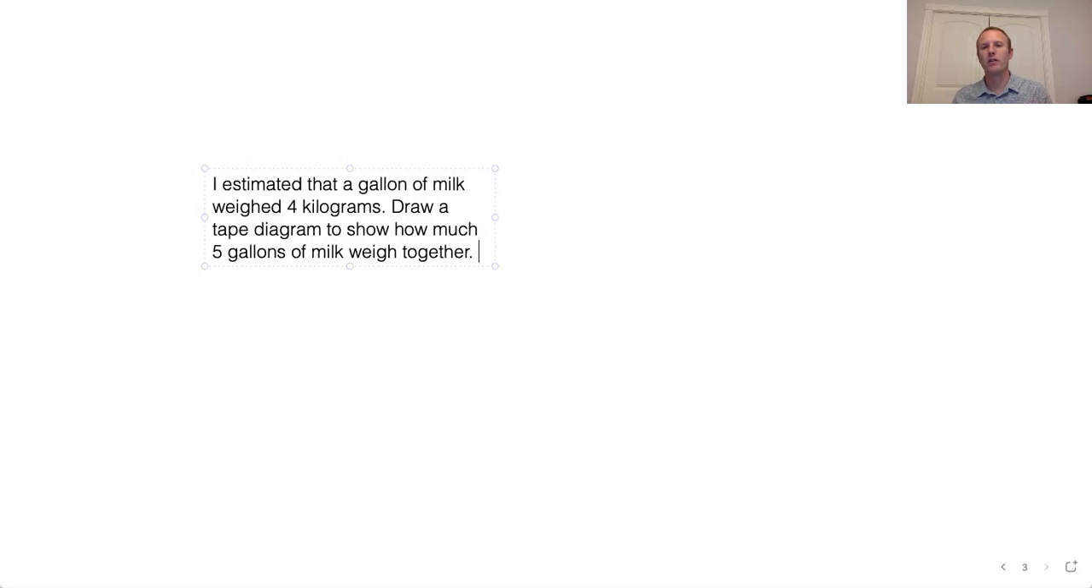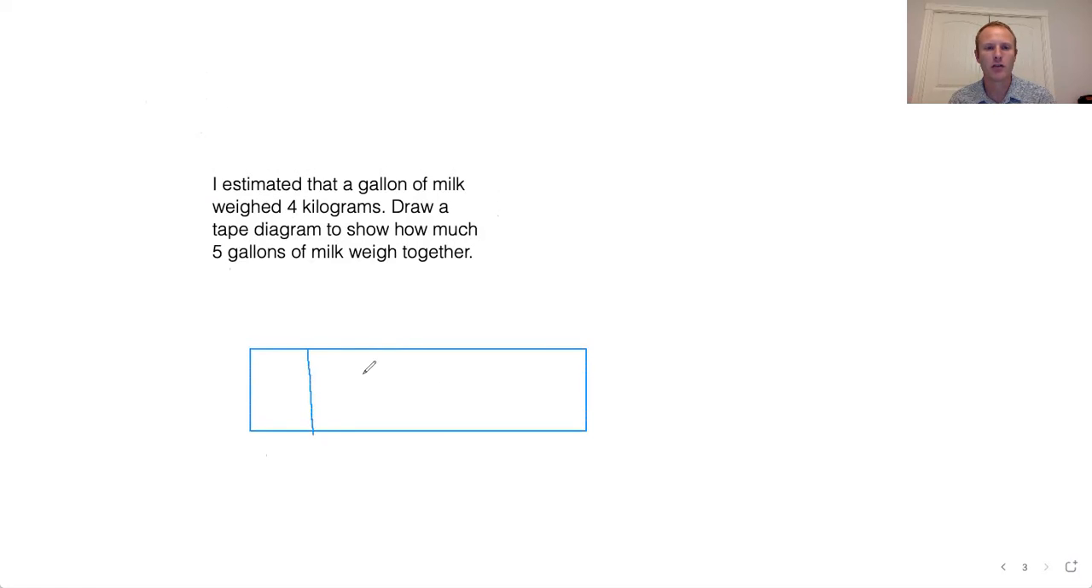So again, this is a straightforward multiplication problem. We can certainly draw a tape diagram to represent it. We'll do the outline going here first. What do we know? We know how many things we have. We have 5 of them, 5 gallons, and each is going to weigh 4. And we're going to look for the total. That's the unknown. So 5 gallons means we have to draw 5 units in here.